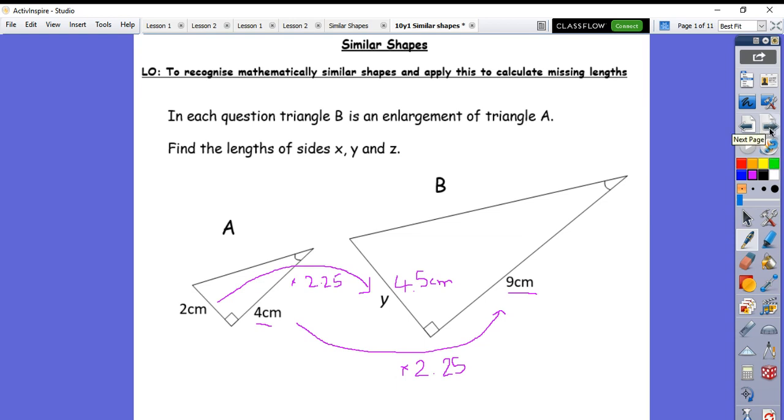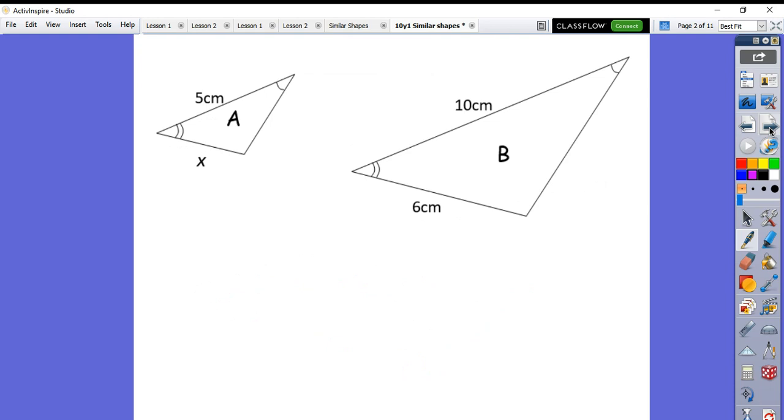Okay, let's have a look at another one. So again, triangle B is an enlargement of triangle A. Now I know that the 5 centimetre one corresponds to the 10 centimetre one, because I can see here that the angle, that's the same angle, that's corresponding. This one here is corresponding, and therefore this side is also corresponding. So what did I do to 5 to get to 10 centimetres? Well, we know that I've multiplied 5 by 2. So I have a scale factor of 2.